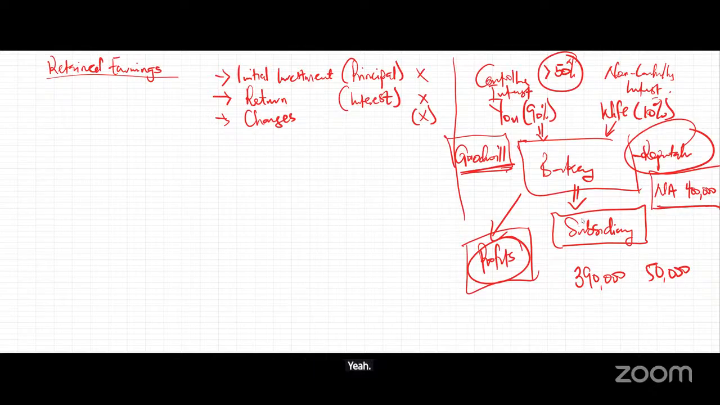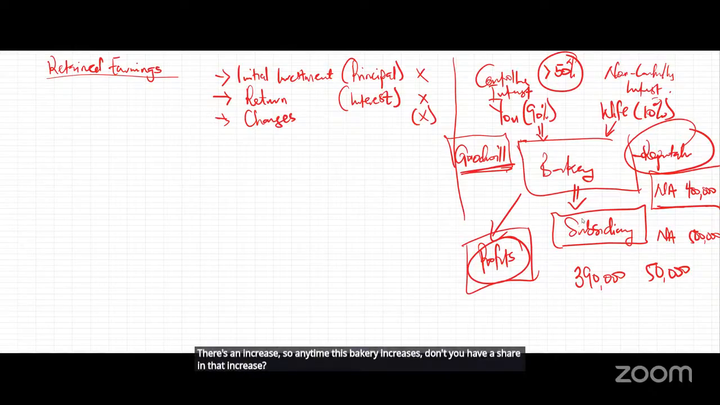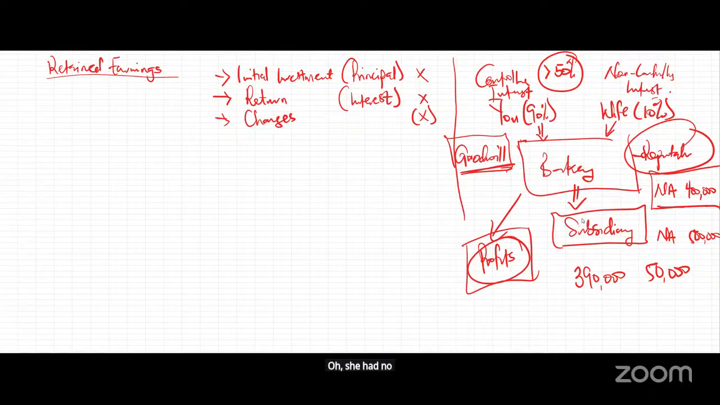Now, this was this guy's net asset at the date you bought the bakery. Now, at the year end, the net asset of this bakery has become 500,000. What has happened? That's an increase. So anytime this bakery increases, don't you have a share in that increase? Yes. Don't you have a share in the variance? Of course.